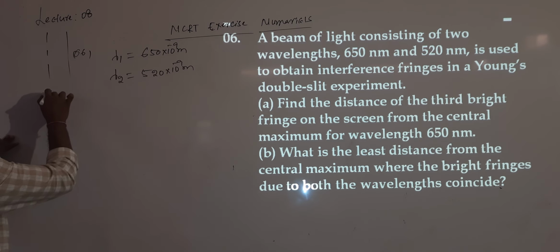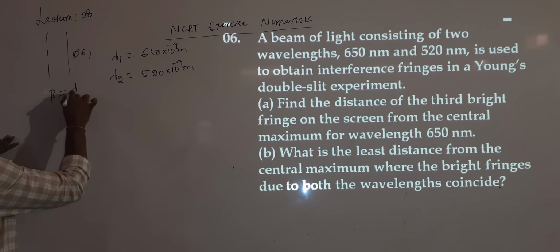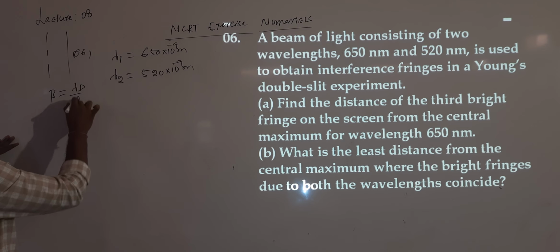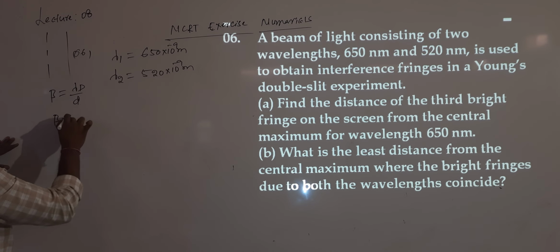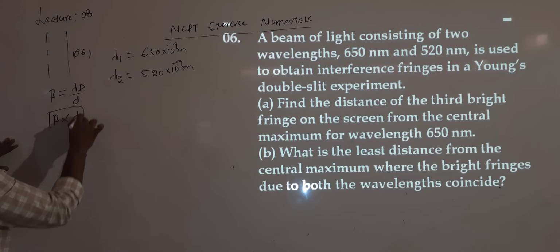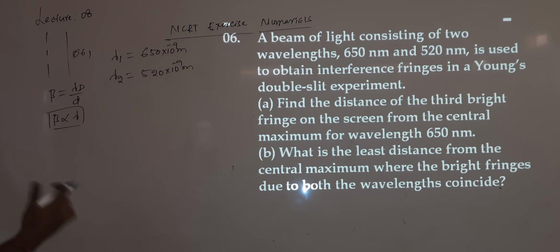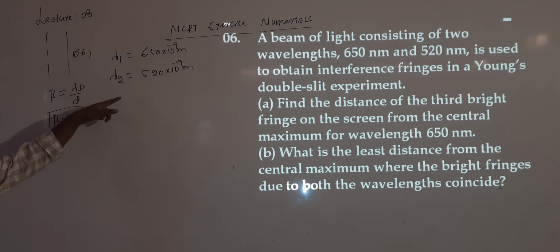You know the fringe width beta is equal to lambda into capital D divided by small d. So beta is directly proportional to lambda. Are you getting it? Whichever color has the greater wavelength, that color's fringe width will be more. So for that color the fringes will be wider. Are you getting it? The fringes will be wider.